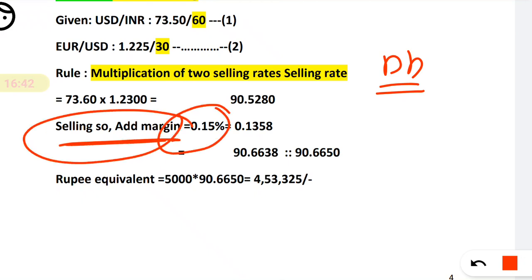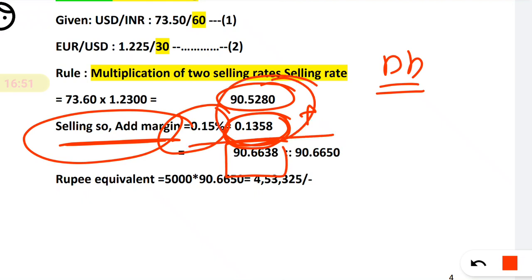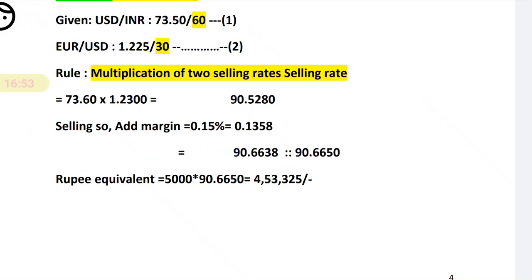It is 0.15% we have to add. So 0.15% of this, you will get 0.1358. When you add these two values, you will get this amount. So finally, you have to do the rounding off.